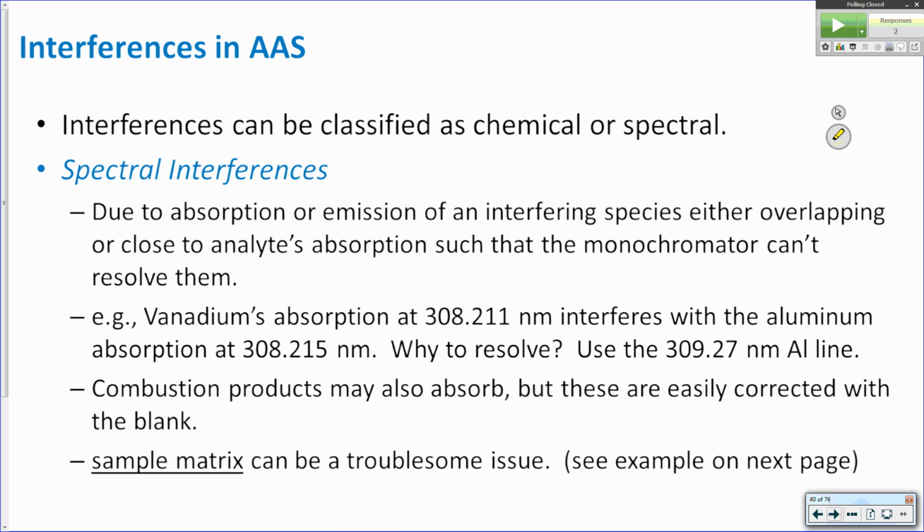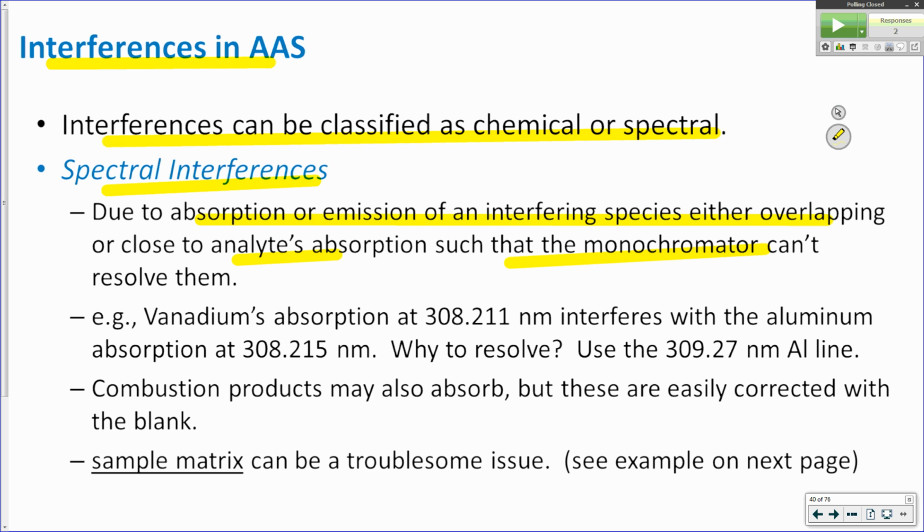In terms of interferences, what causes problems? There's a couple of different things that cause issues. They're either chemical or spectral, and we're going to look at both of those. We're going to start with the spectral. Spectral is where you have an absorption or emission of something that either overlaps with the absorption of the analyte or that the monochromator can't separate the two. So you've got signals that are overlapping on top of each other.